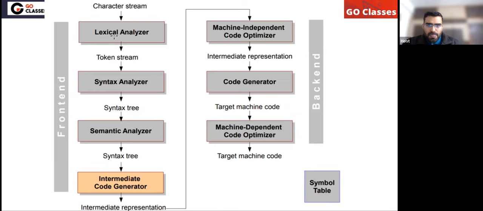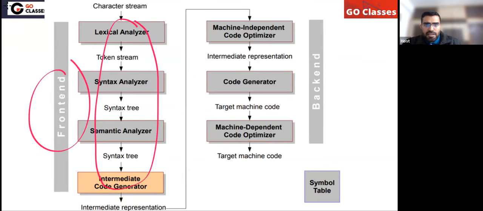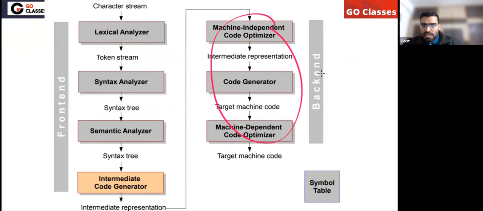Okay, so you can notice there is a lexical analyzer, syntax analyzer, semantic analyzer, intermediate code generator, and then we have a machine independent code optimizer, then the code generator, and then the machine dependent code optimizer. So these are the phases of the compiler. This is known as the front end. So these four phases are the front end, and these three phases are the back end.